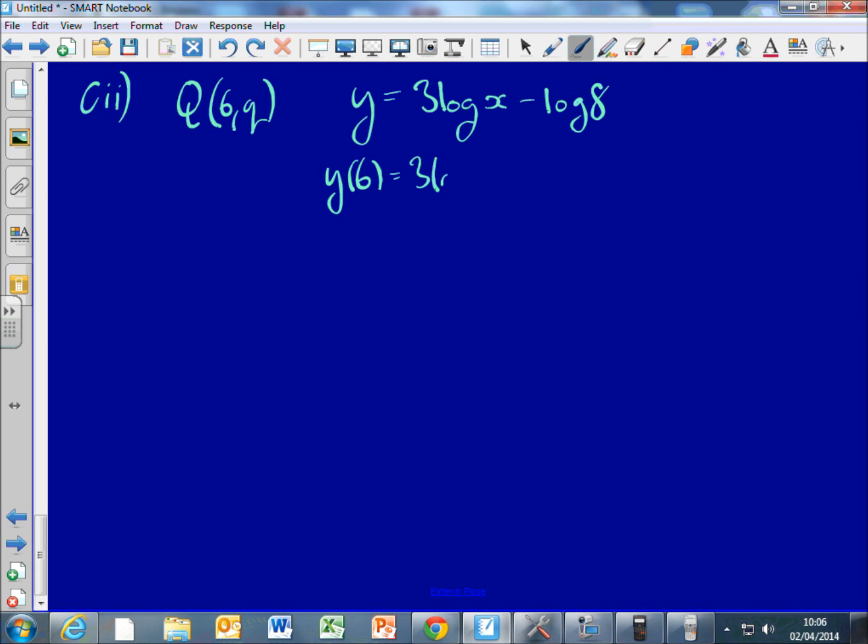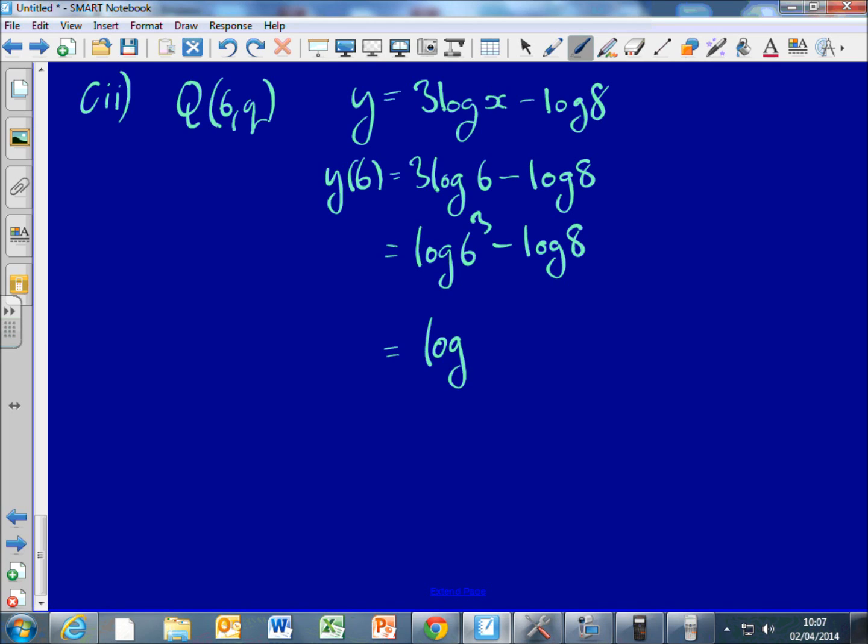So I'm going to get 3 log 6 minus log 8. And I'll get log 6 to the power of 3 minus log 8. It is just what we've just done. So log 6 to the power of 3, isn't this just log 27? Can you see that from part B? If you look at part B, we've already worked out that it's the same as log of 27, haven't we? So Q is log 27. Do you agree with that?